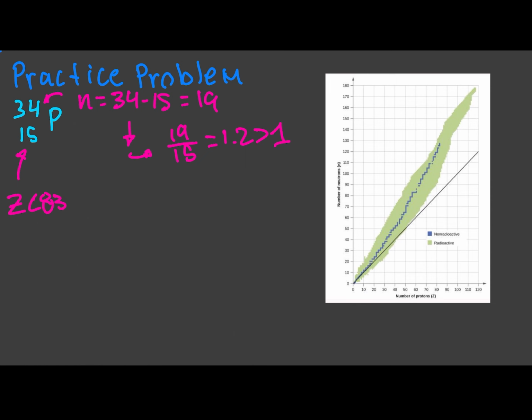Beta particle emission is just a high energy electron from the nucleus of the atom. So in order to write this out as a nuclear equation, we're going to write phosphorus-34 goes to, and that's going to equal an electron. So we can either write e there, or we can write beta particle. Either one's fine. I'll write beta particle here.